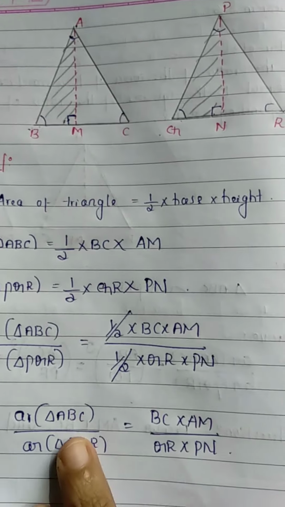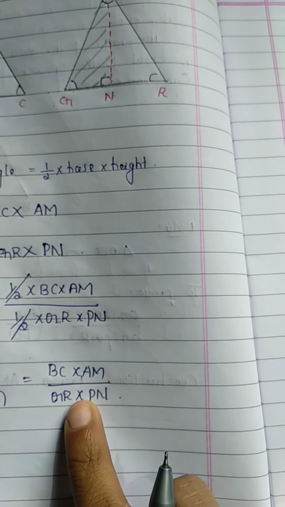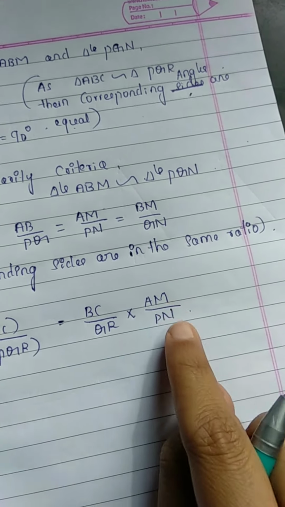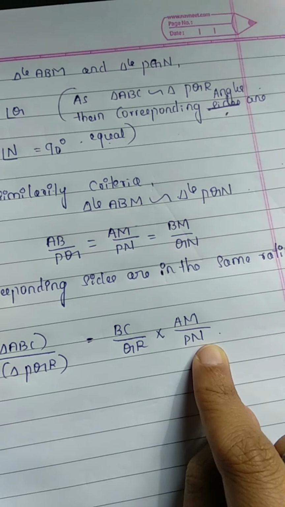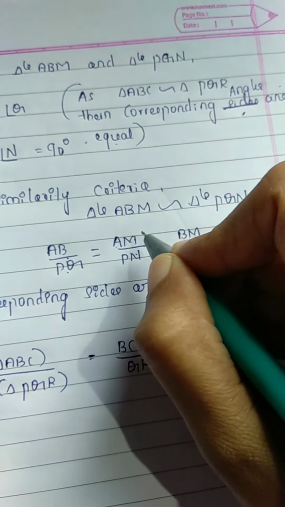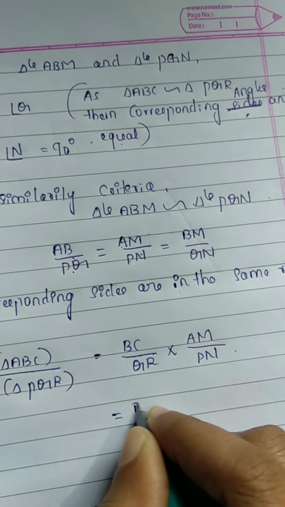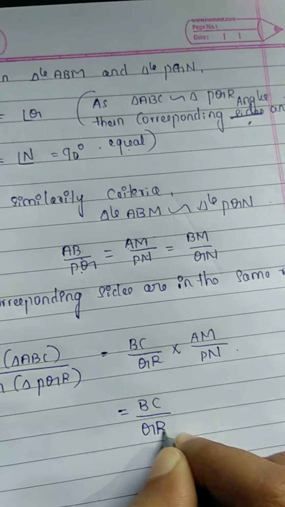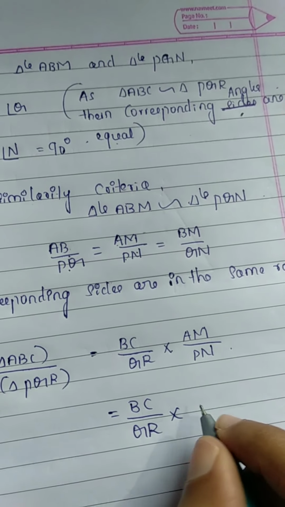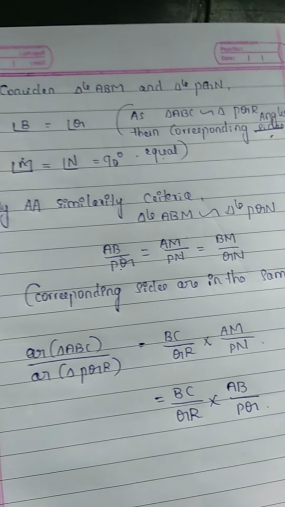Now consider this equation: BC into AM by QR into PN. I write it separately: BC by QR into AM by PN. Here we get AM by PN equal to AB by PQ. So I write BC by QR, replacing AM by PN with AB by PQ.